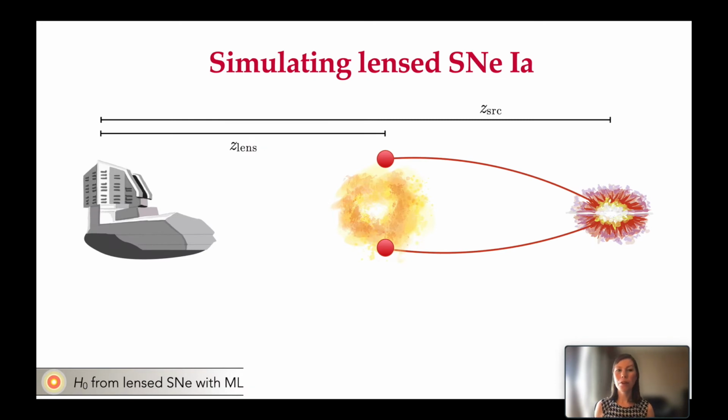So in order to simulate lens supernovae according to what LSST is going to observe, here you can see the configuration, and the few things we need are of course the redshift distributions of the lens galaxies and the supernovae, and then the image properties of LSST and a realistic cadence.